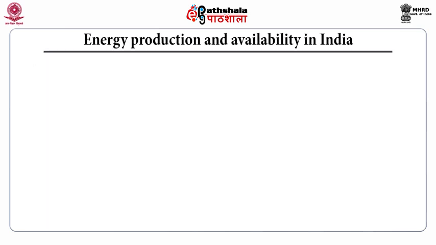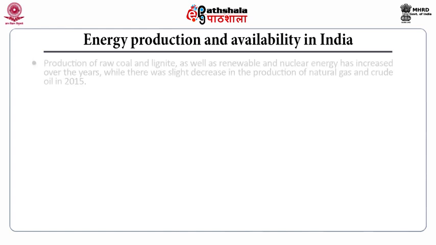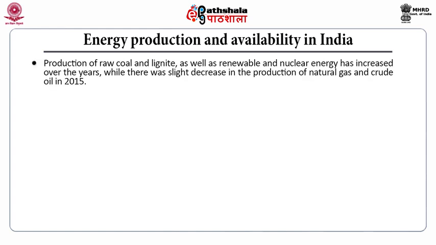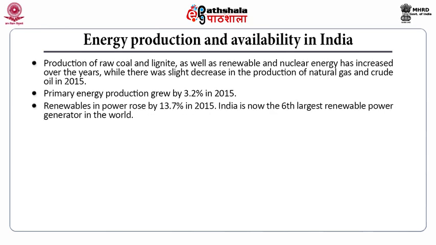The energy production and availability in India. The production of raw coal and lignite as well as renewable and nuclear energy has increased over the years, while there was a slight decrease in the production of natural gas and crude oil in 2015. The primary energy production grew by 3.2% in 2015. The renewables in power have risen by 13.7%. India is now the sixth largest renewable power generator in the world.